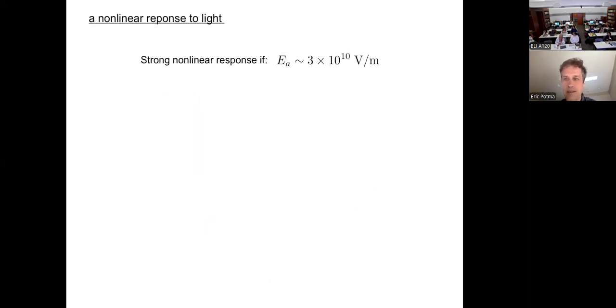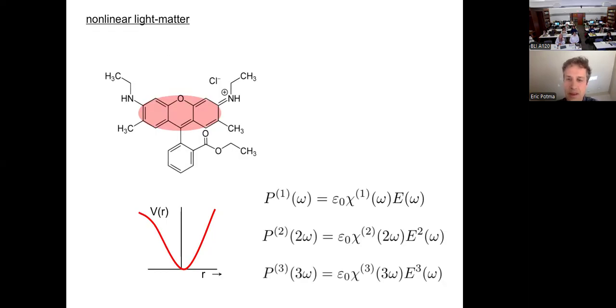Eric, could you comment, going back to your previous slide, on what gives rise to the asymmetry of that potential well? Because you have that deviation only on one side as opposed to both sides. Could you just give some insight about that?